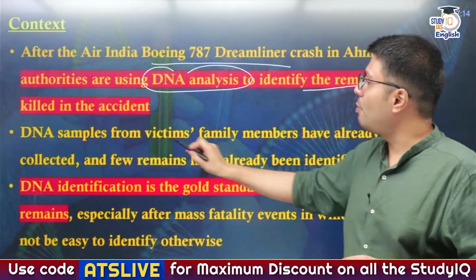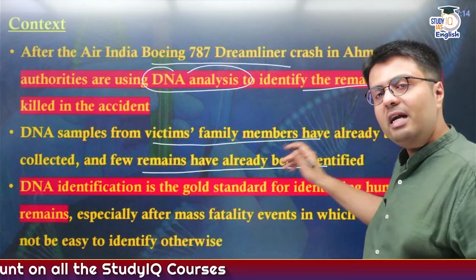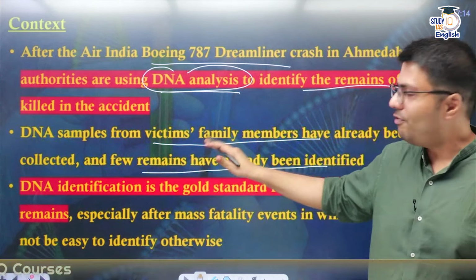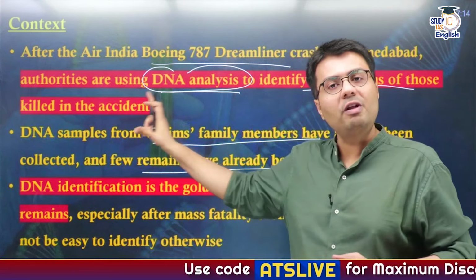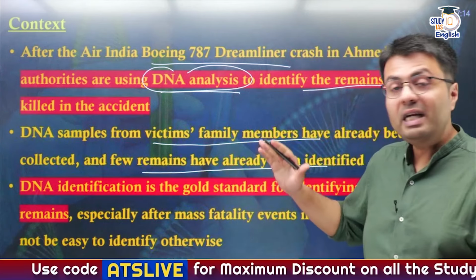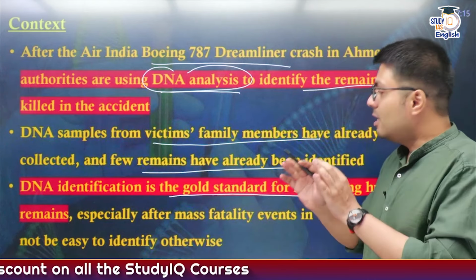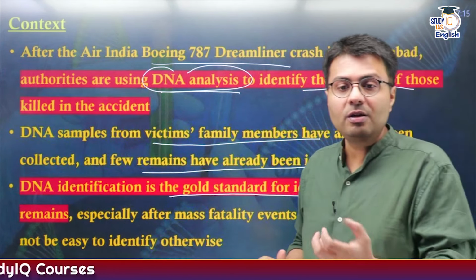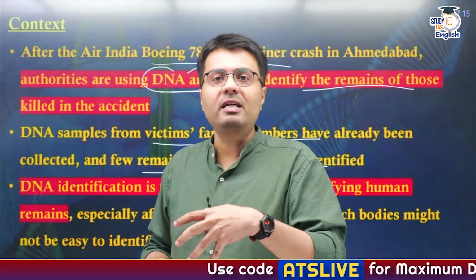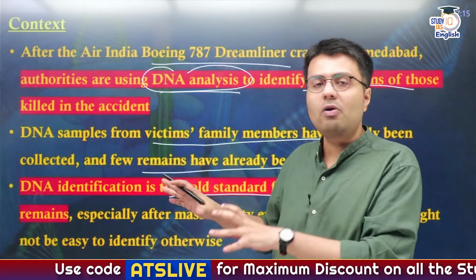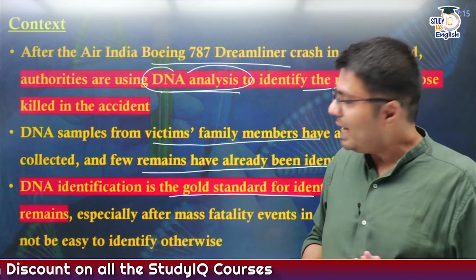Now, the DNA samples from the victim family members have already been collected by the authorities, and few remains have already been identified using this DNA analysis itself, and it also includes the body of ex-CM of Gujarat, Mr. Vijay Rupani, who is also one of the victims of this plane crash. Now, when it comes to identification of bodies, DNA identification is a gold standard, especially after a mass fatality accident where it is not easy to identify the bodies. Previously also, in many fire incidents, the authorities have relied on DNA identification because this is the best way to identify the body of a human, right?